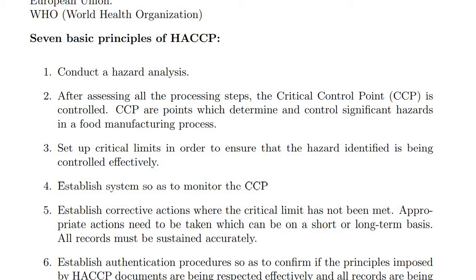After assessing all the processing steps, we determine the critical control points. A critical control point, or CCP, is a point which determines and controls significant hazards in the food manufacturing process.